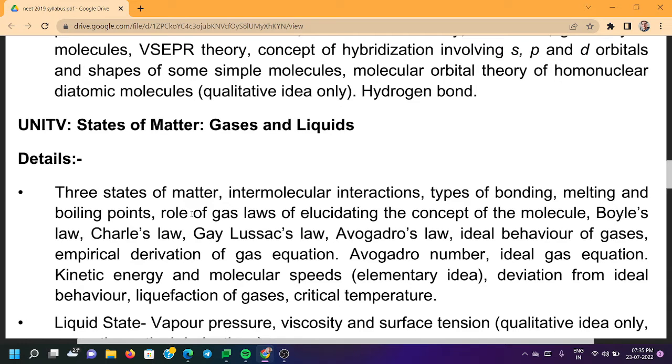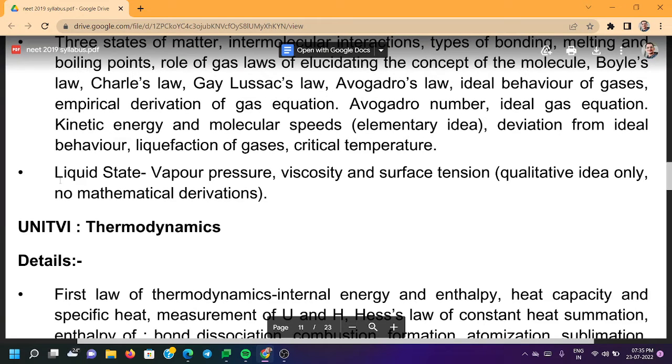Deviation from ideal behavior, liquefaction of gases, critical temperature. Liquid state, vapor, pressure, viscosity, and surface tension. Qualitative idea only, no mathematical derivations.